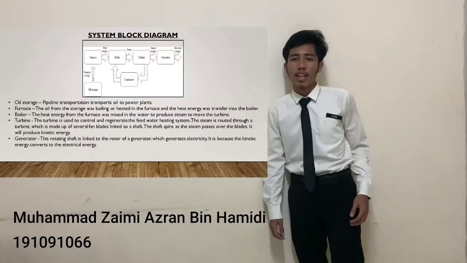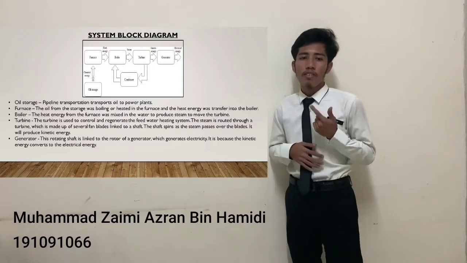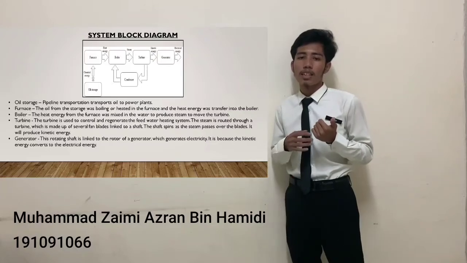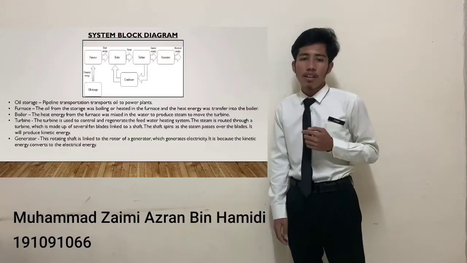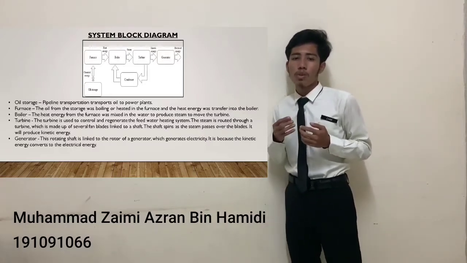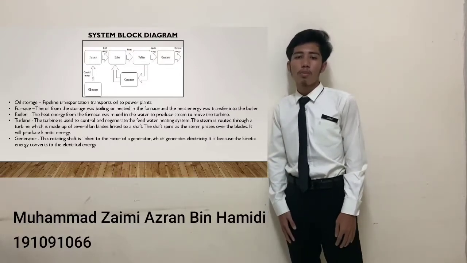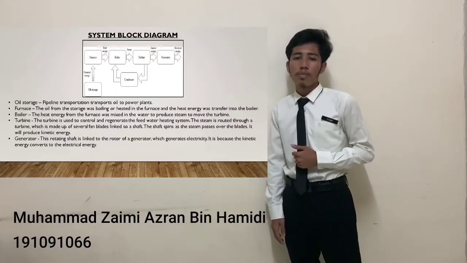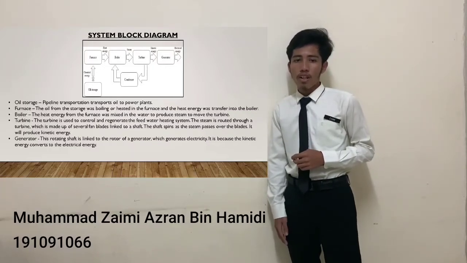Thank you, Aslah Helmi. Now, I want to present about the system block diagram. There are 5 blocks in the system block diagram: oil storage, furnace, boiler, turbine, and generator. The function of the storage is a pipeline that transports oil to the power plant. Second is the furnace. The oil from the storage is heated in the furnace, and the energy is transferred into the boiler. Then in the boiler, the heat energy from the furnace is mixed with water to produce steam to move the turbine.